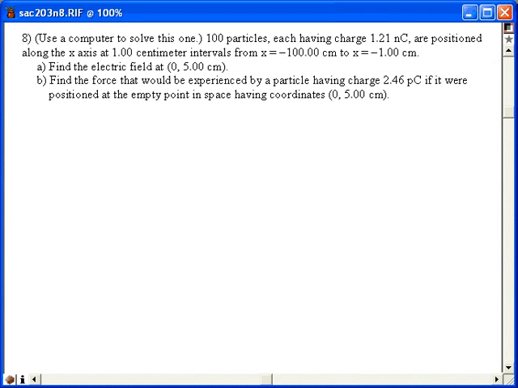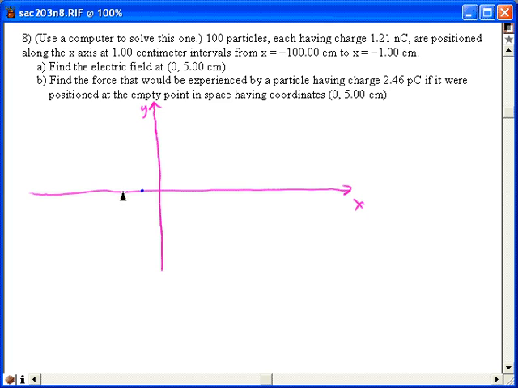Okay, let's get an XY coordinate system going for this one. Put the y-axis right there, x-axis, and we've got some charged particles here. Hundreds of them. I don't think I'll put them all in there, but let's single one out.